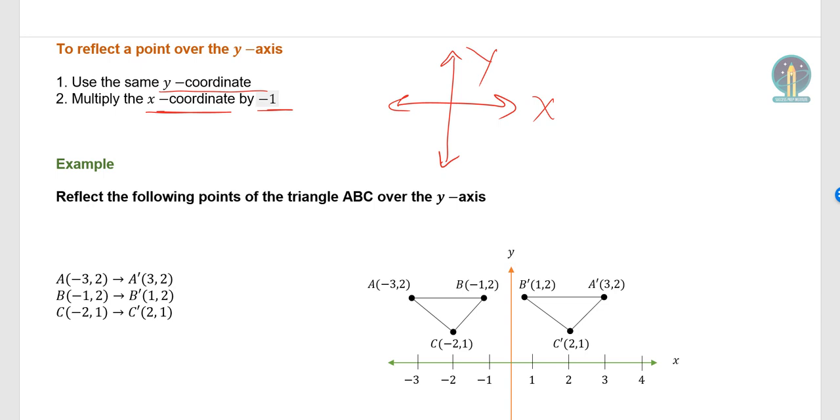So it's the opposite. Let's look at this example. Reflect the following points of the triangle ABC over the y-axis.